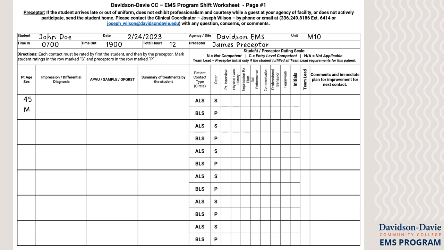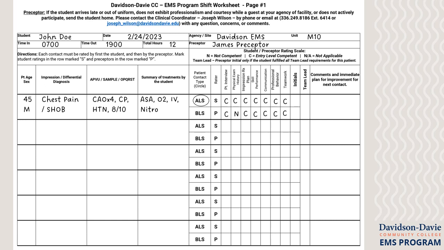The patient's age and sex. Your impression or differential diagnosis of the patient's condition. A brief assessment of the patient, such as their level of consciousness, their SAMPLE history, and the evaluation of their pain if any. A quick summary of the interventions that you performed for this patient. Circle which type of patient contact it was, whether it was advanced life support or basic life support.